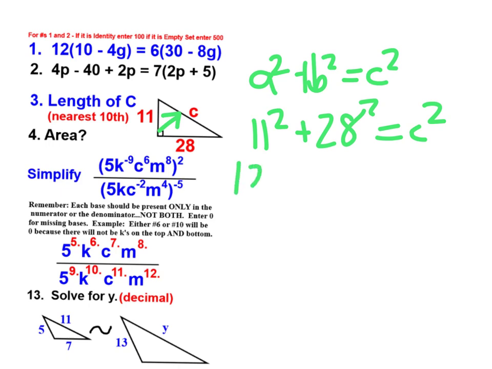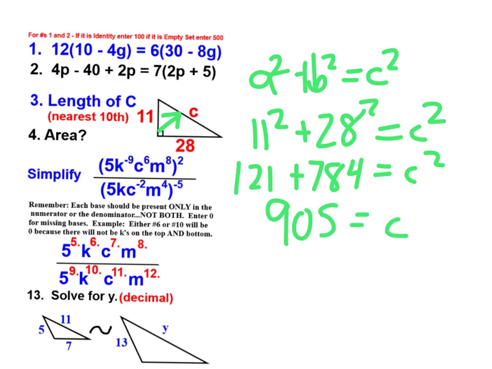So that's 121 plus 784, I believe, equals c squared. Combine those, that becomes 905 equals c squared. And remember, how to undo a squared sign is to square root it. Just to review, when you do the square root, you will get a positive and a negative answer. So this actually rounds to 30. So when I do the square root of c squared, I get c, and I get 30.